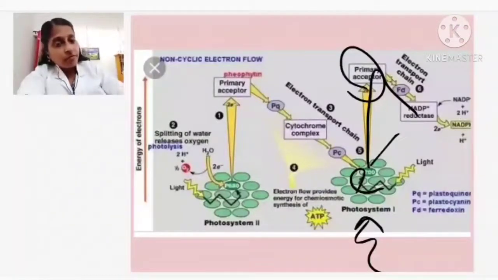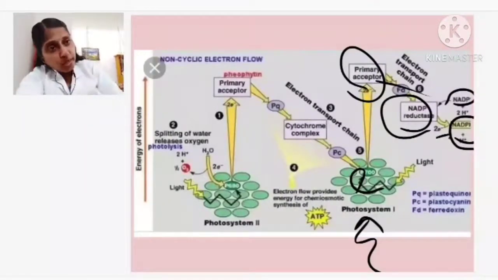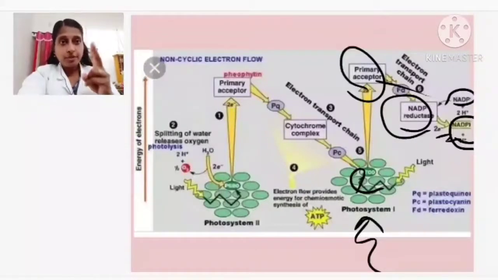After reaching NADP, by accepting this electron it gets converted into NADPH2. So 2 electrons are accepted by this NADP and it gets converted into NADPH2. So one thing has been produced. What is that? NADPH2. I told you for the light reaction, 3 things have to be produced: ATP, NADPH2 and oxygen.